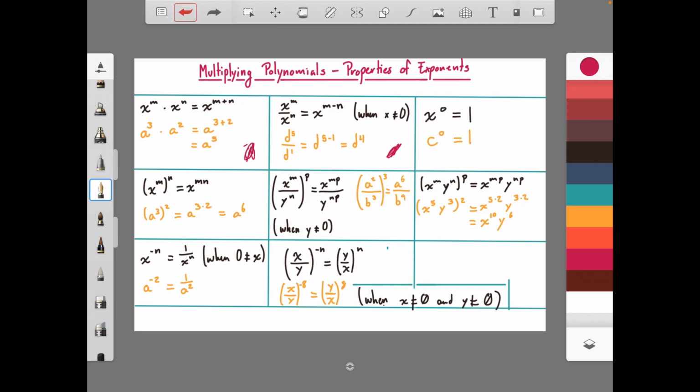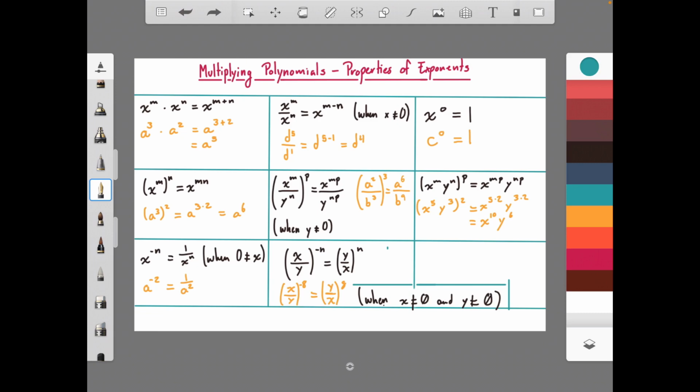Okay, so I'm gonna remove these dots. Okay, so the first one over here. So it states that x to the m power times x to the n power is going to be equal to x to the m plus n power. So as you can see, they have the same base, and when we have the same base, the exponents are just going to be added to each other. Okay, so in this example, we have a to the third power times a to the second power. Since we have the same base, we just add the exponents, so we get a to the 3 plus 2 power, or a to the 5th power.